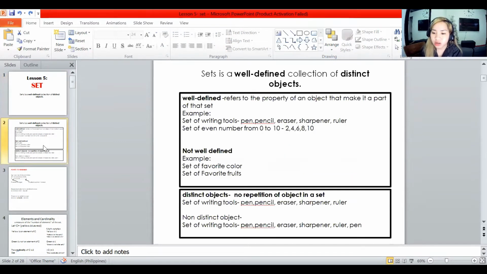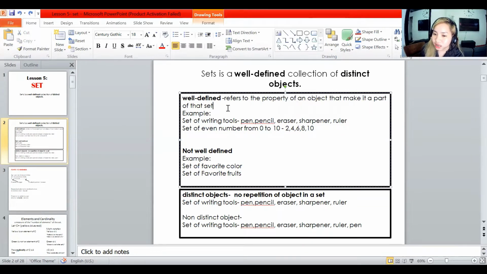So when we say well-defined, it refers to the property of an object that makes it a part of that set. Or when we say well-defined, it is when the set is clearly defined or all the elements inside that set are related to the given set. So for example, we have set of writing tools. And the elements inside this set are pen, pencil, eraser, sharpener, and ruler. So ito pong mga to, ang tawag po sa kanila is elements po.